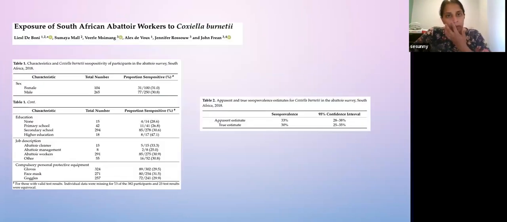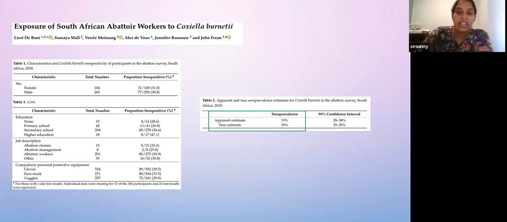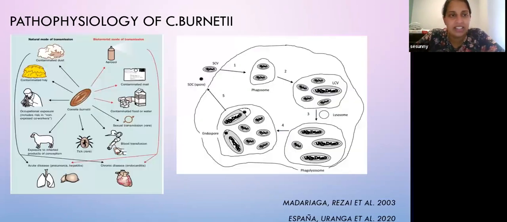This is taken from a paper published here in South Africa, where they surveyed South African abattoir workers. The table on the left is just looking at their various demographics, and they actually surveyed 382 workers from 16 facilities and found that the seroprevalence rate was actually 30%, with a range from 8 to 62% at facility level. So it's definitely there. We just need to look hard for it in the right clinical context.